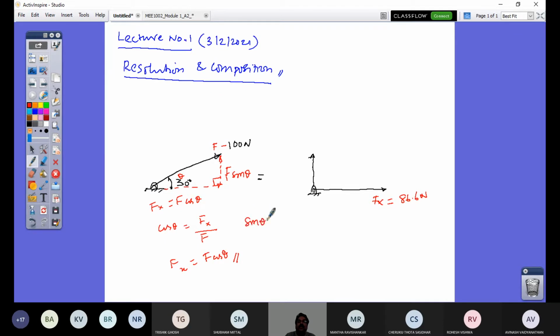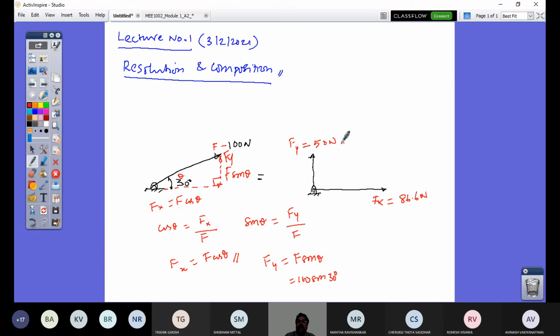In a similar way, you know the definition in the right angle triangle. What is sine theta for this angle shown? It is opposite side by hypotenuse. The opposite side, let me call it Fy. Why do I call that Fy? It is vertical. So subscript y is for the vertical direction, and subscript x here is for the horizontal direction. So sine theta is the opposite side Fy by hypotenuse, that's F. So I get my Fy equals F sine theta. So it is 100 sine 30. Sine 30 is 0.5, so I get this value, 50 Newton. So this is Fy.